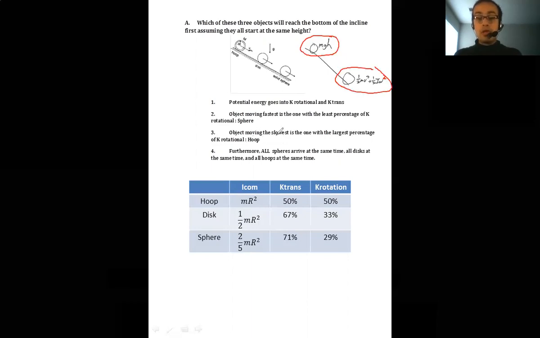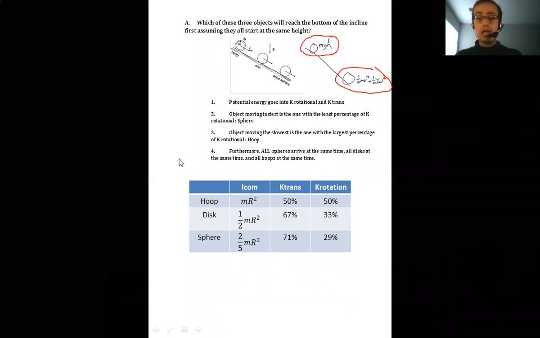The object moving the slowest is going to be the one with the highest percentage of K rotational, and therefore the lowest percentage of K translational. And in this case, that's the hoop. And one thing that we're going to see in the next few slides is that this is actually irrespective of mass. And that's going to be kind of a bit of a surprise when you think about it.